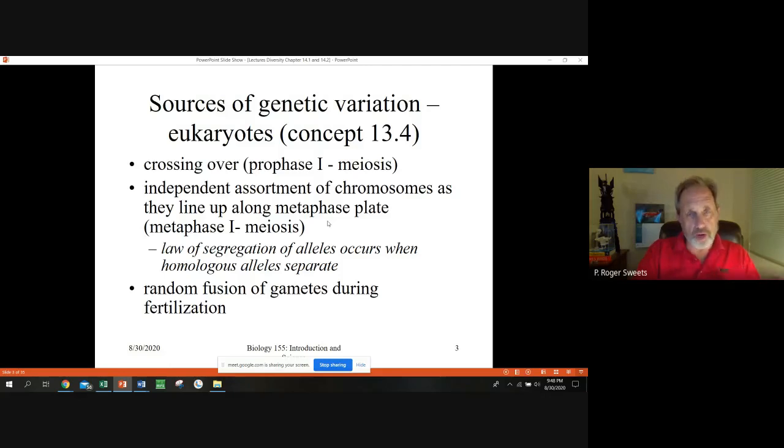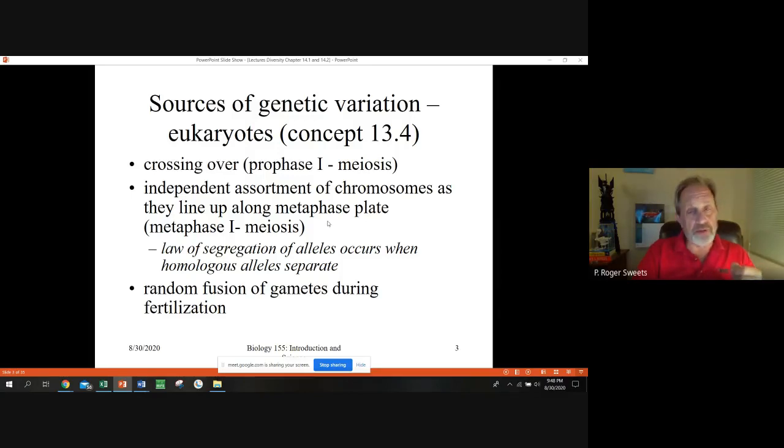Those are crossing over, which happens in prophase I of meiosis. Hopefully you remember what that is, so I won't describe it again. It turns out to be vitally important. In fact, in some ways, it is the most important source of variation within our common genetics.